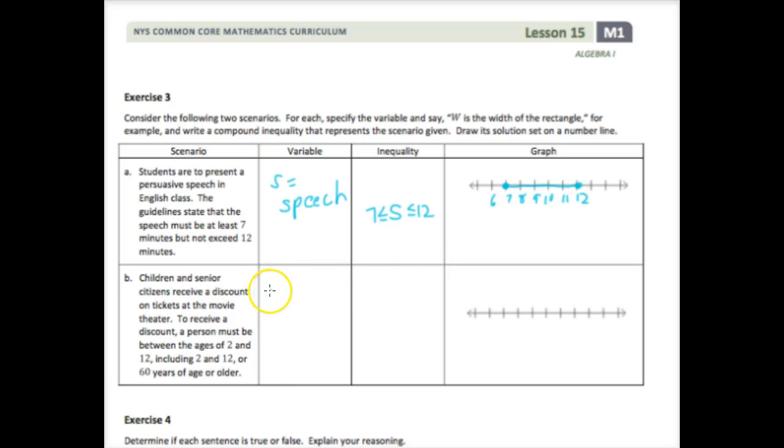Children and seniors receive a discount on the tickets at the movie. To receive the discount, well, I've seen this word discount twice, so I kind of think that ought to be what I should pick for my variable. So D is going to equal discount.